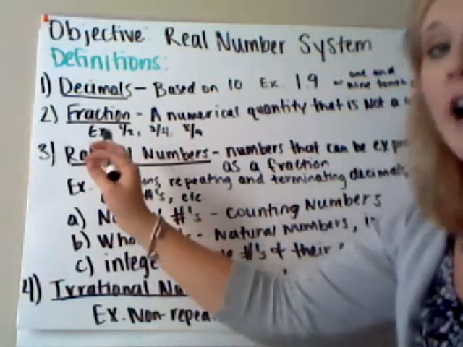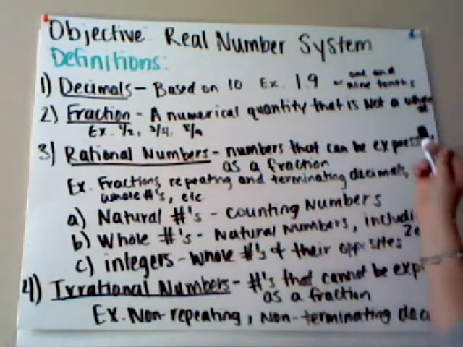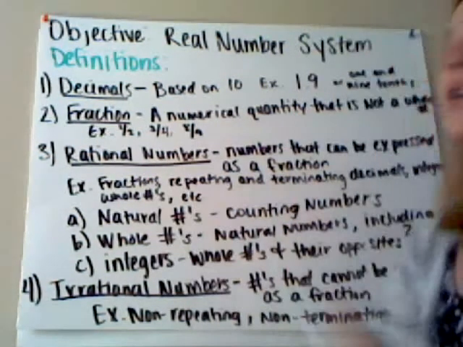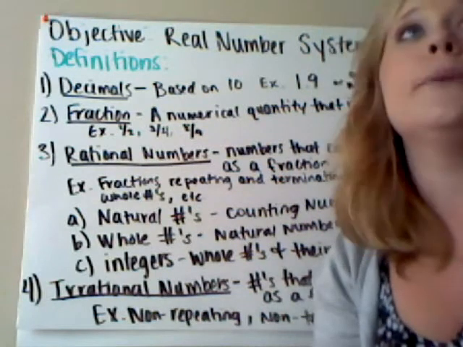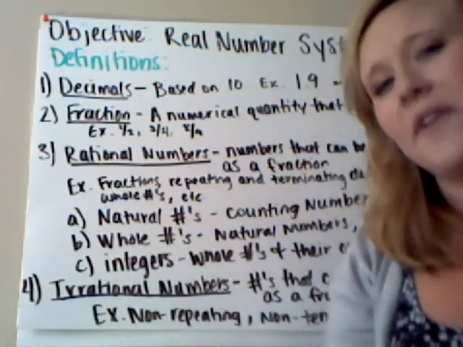Now, the next one is fraction. A fraction is a numerical quantity that is not a whole number. An example is a half, 3/4, 9/8. Where do you see these? You see these when you're cooking. You see these with pizzas and different things like that.